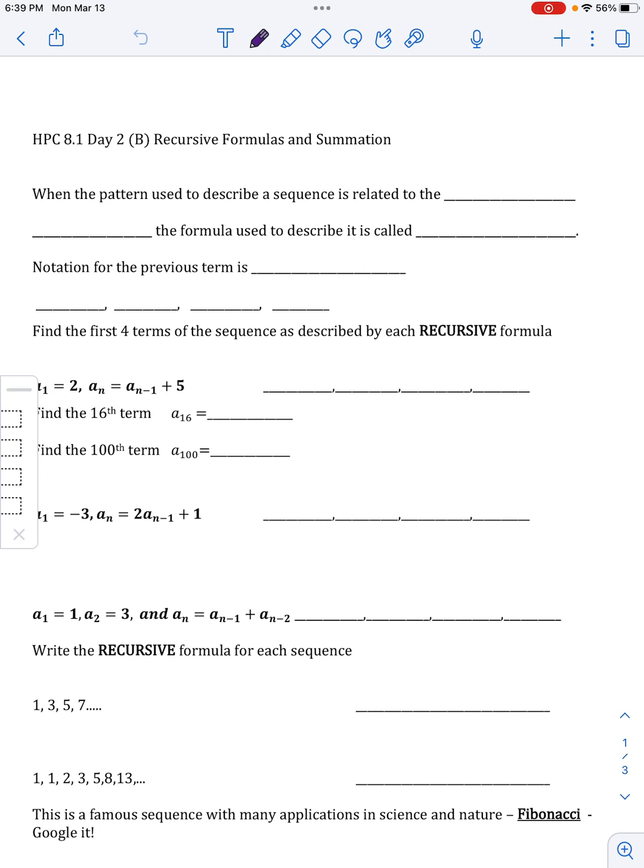Okie dokie, recursive formulas and summation. Both things sound equally fun. When the pattern used to describe a sequence is related to the previous term, not the term number. Explicit was related to the term number directly, but today you're going to be looking at the previous term and seeing how they're changing term to term, which we saw in yesterday's problems also. The formula used to describe it is called recursive.